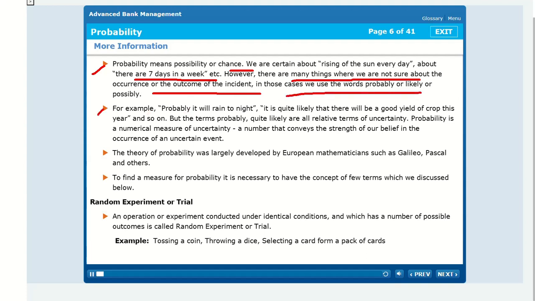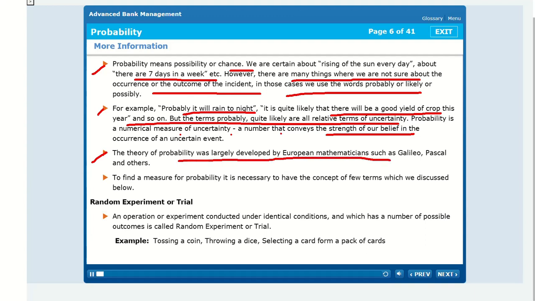For example, probably it will rain tonight, it is quite likely that there will be a good yield of crop this year, and so on. But the terms probably and quite likely are all relative terms of uncertainty. Probability is a numerical measure of uncertainty, a number that conveys the strength of our belief in the occurrence of an uncertain event. The theory of probability was largely developed by European mathematicians such as Galileo, Pascal and others.